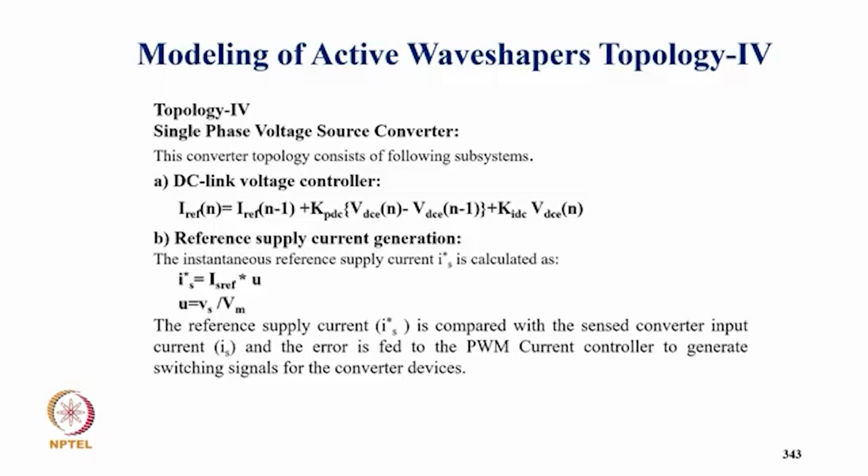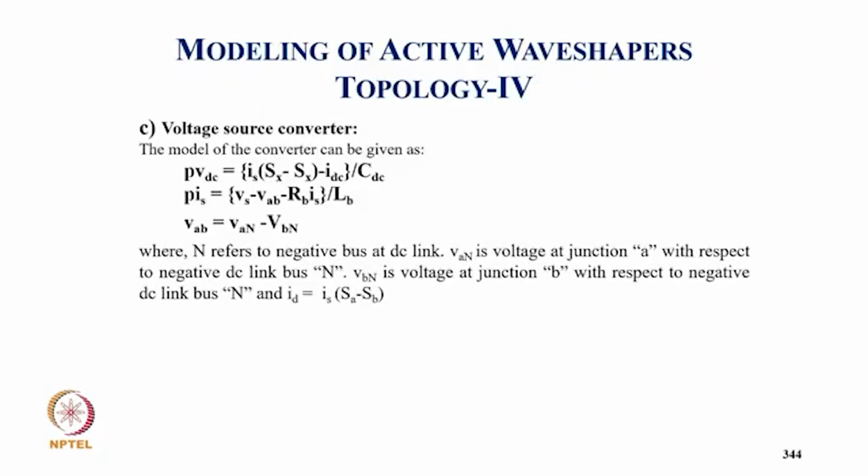Now coming to topology 4, the single phase voltage source converter. This converter topology consists of the following subsystems: the DC link voltage controller, I_ref(n) equal to I_ref(n-1) plus Kp_DC (V_DC star(n) minus V_DC(n)) plus Ki_DC V_DC(n), and the reference current Is star equal to I_ref into u equal to Vs upon Vm. The reference supply current Is star is compared with the sensed input current Is, and the error is fed to the hysteresis controller to generate the switching signal for the converter devices in bipolar mode.